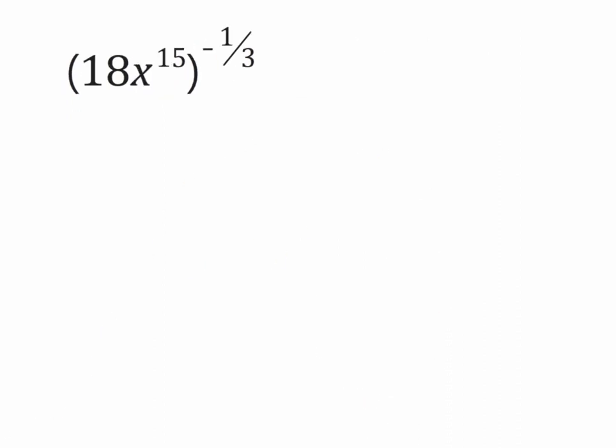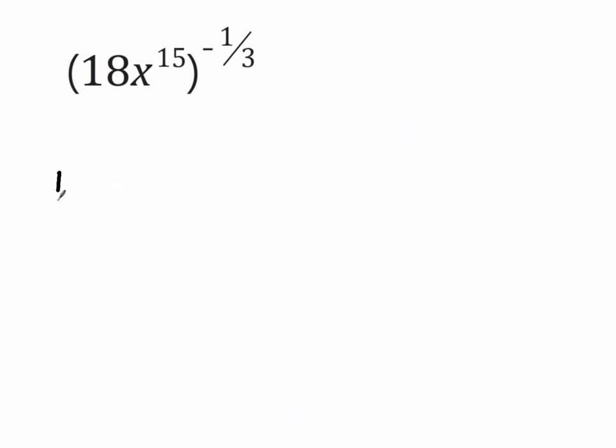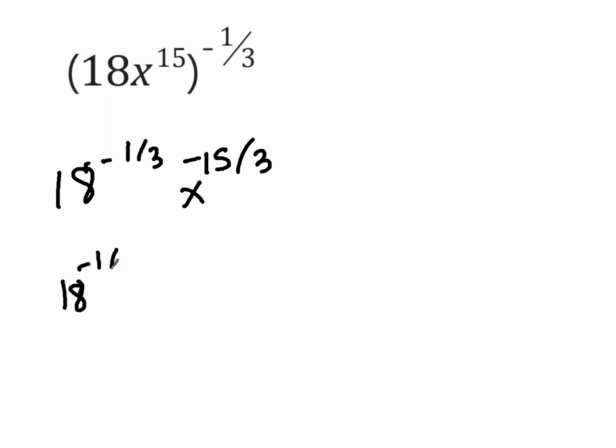Let's do another one. This time we're going to have variables in it. So if you remember, if you have an expression like this, ab raised to the m, that's the same thing as a to the m, b to the m. You distribute that exponent. So I'm going to do that now. This is the same thing as 18 to the negative 1/3 x to the 15 over 3, to the negative 15 over 3, which is equal to 18 to the negative 1/3. I'm just going to leave that for now, to the negative 1/3, and then x to the negative 15 over 3 is the same thing as x to the negative 5.